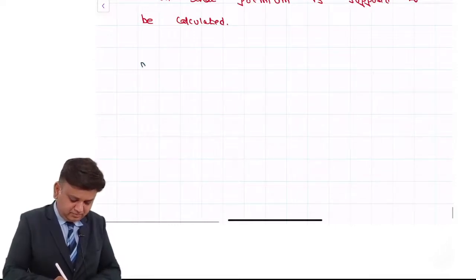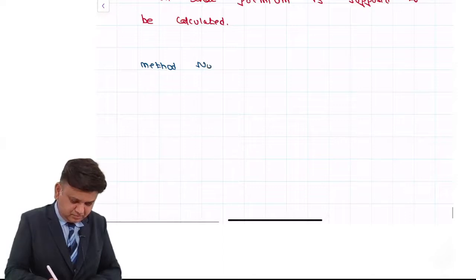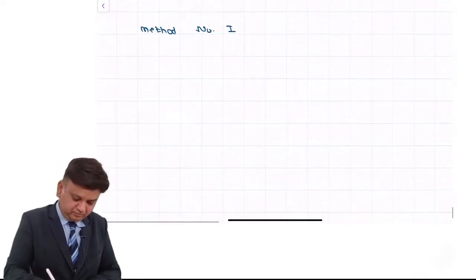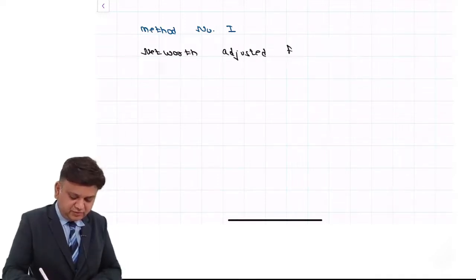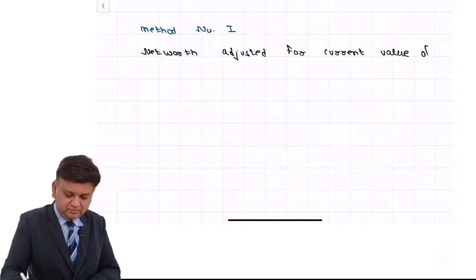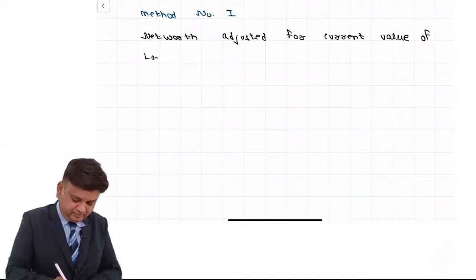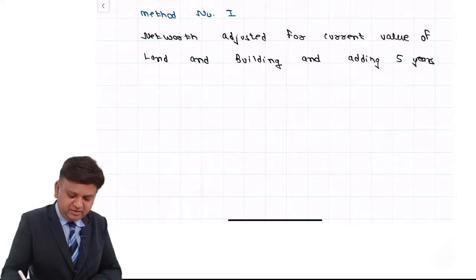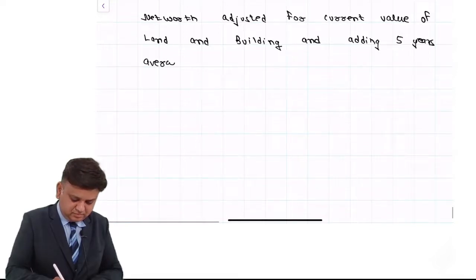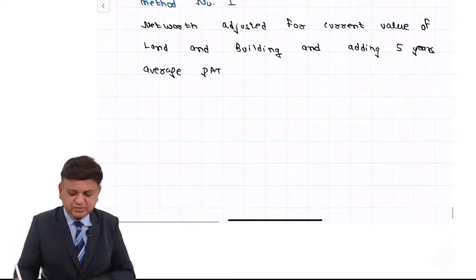Heading, write down: Method number 1. In that write down, net worth adjusted for current value of land and building and adding 5 years average PAT, that is profit after taxes.